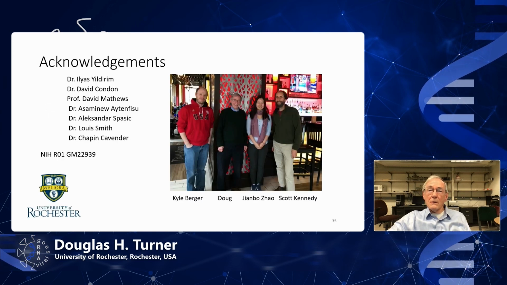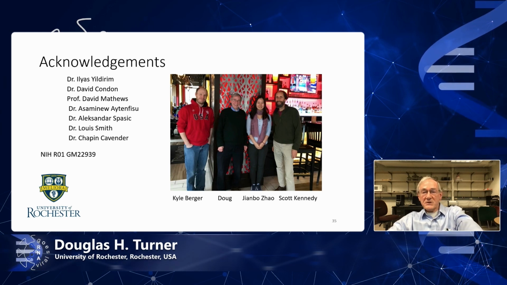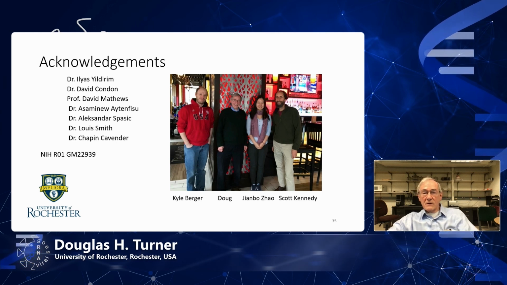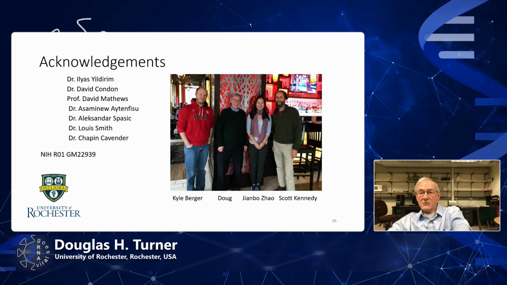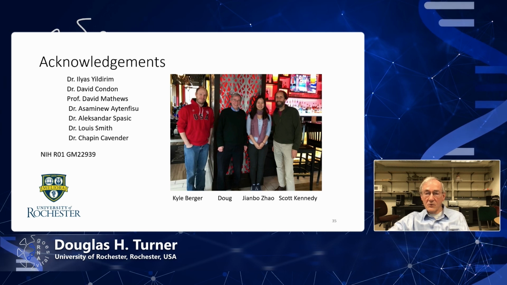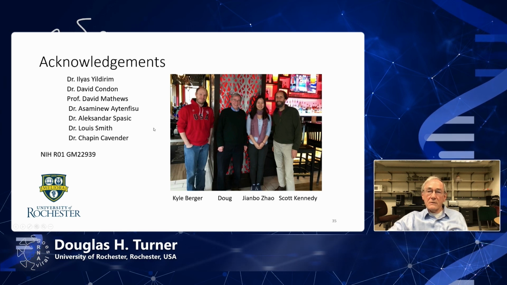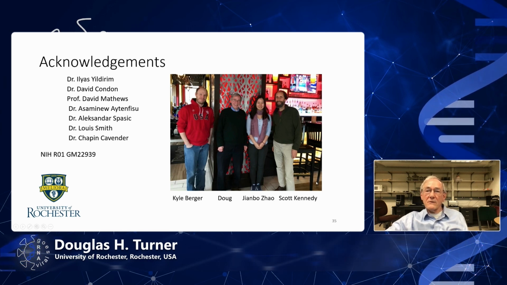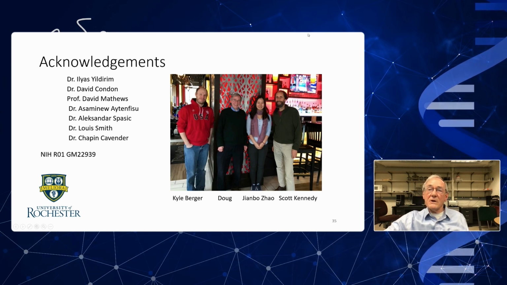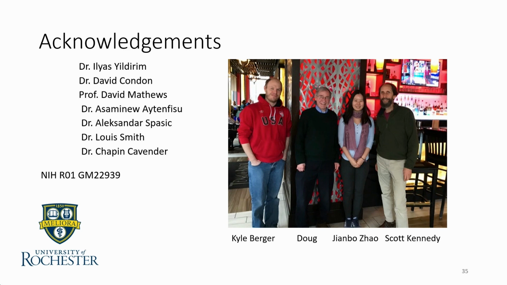These are the people who helped us on the left. And on the right, Kyle Berger helped us with the initial hexamer that we studied. And Jianbo Zhao and Scott Kennedy are the people who did the real work on the G hexamer that I talked about. I think that is all I'm going to say, because that's all the time I have. I'll take questions, but then I'm going to tell you about some of my experiences with Richard.